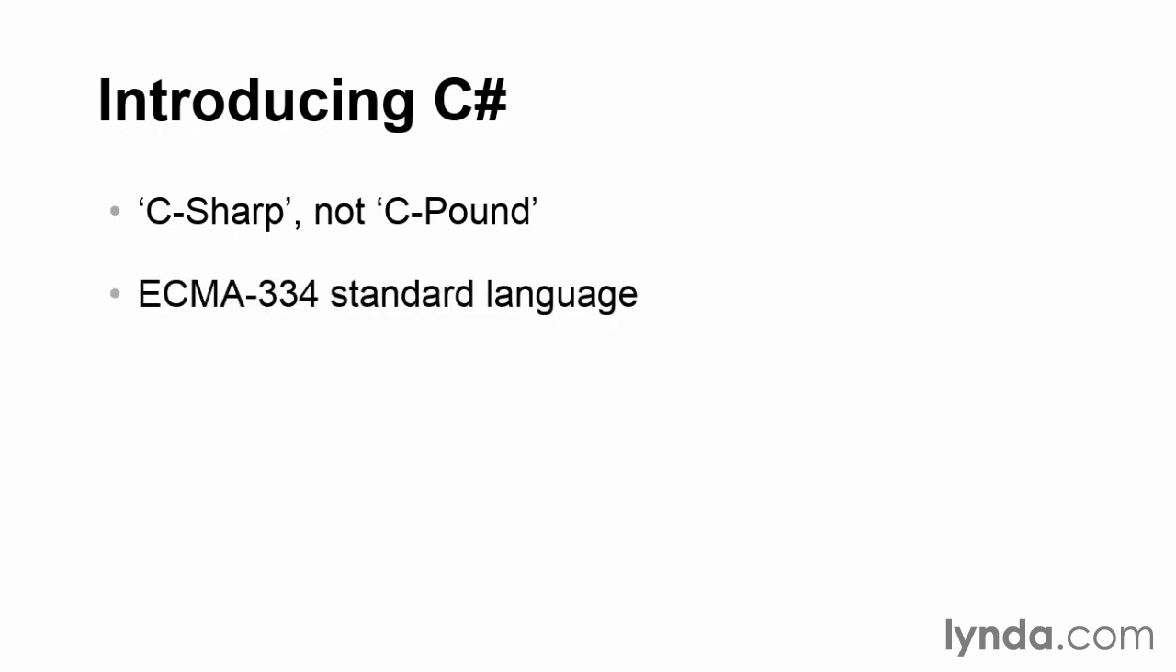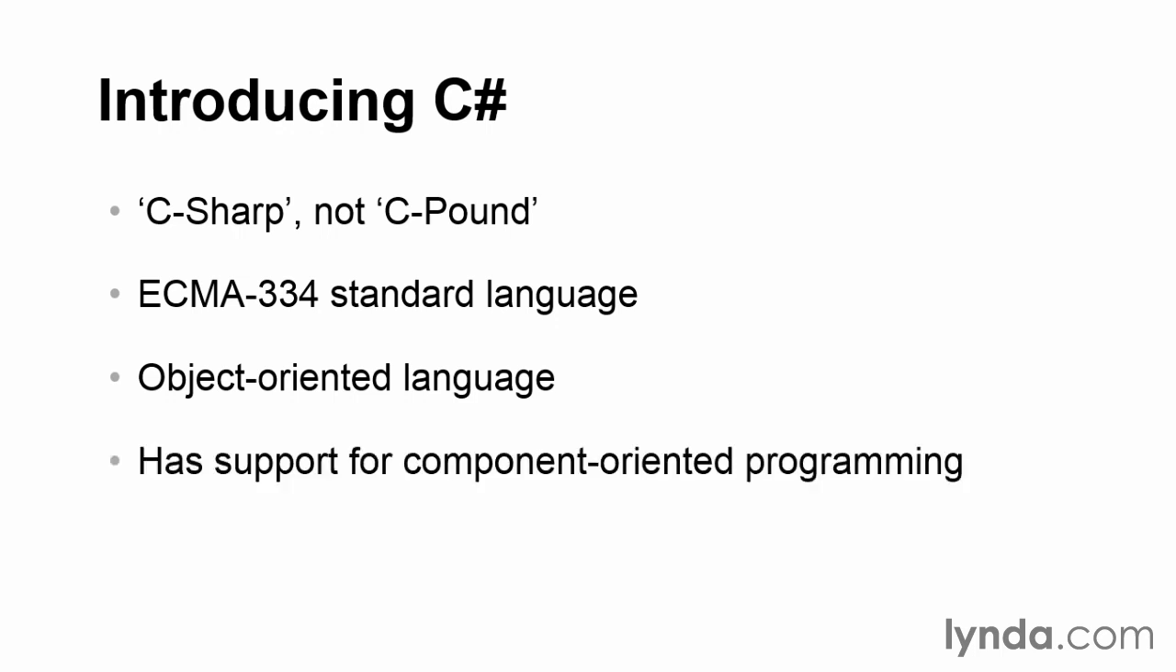It's currently an ECMA 334 standard language, which means that Microsoft has submitted it for standardization, which allows it to be a cross-platform language. We'll talk a little bit about that in a moment. It was built from the ground up to be an object-oriented programming language. This means that it supports all three pillars of object-oriented programming. It also has support for component-oriented programming, which basically means that you can create self-contained and self-describing software components for code reuse in your applications as well as other applications.